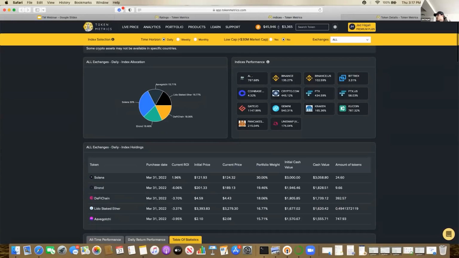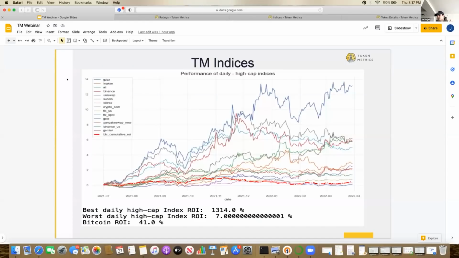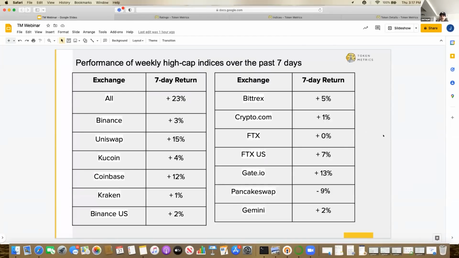KuCoin had extremely good performance. All Exchange, FTX, Gemini, and a lot of indices performed extremely well. As you can see here, the best one has been Gate.io with a very, very strong return. And here in the red dashed line is Bitcoin, which is our benchmark. So as you can see, only two of our indices underperformed Bitcoin, compared to the rest that outperformed Bitcoin by a lot.